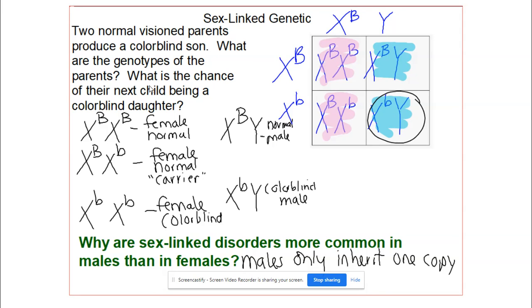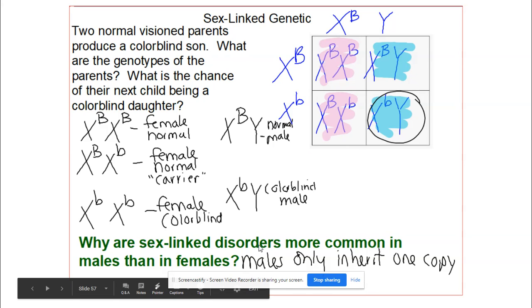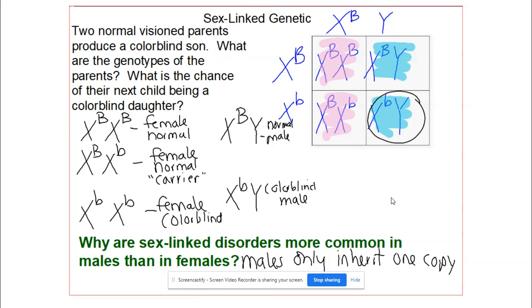But go back to the question, could she have a colorblind daughter? And the answer is no, she could not. So why are sex-linked disorders more common in males than in females? Mainly because males only have to inherit one copy of the recessive allele to have the disorder.